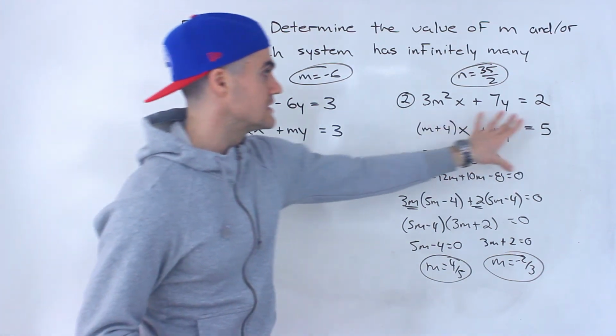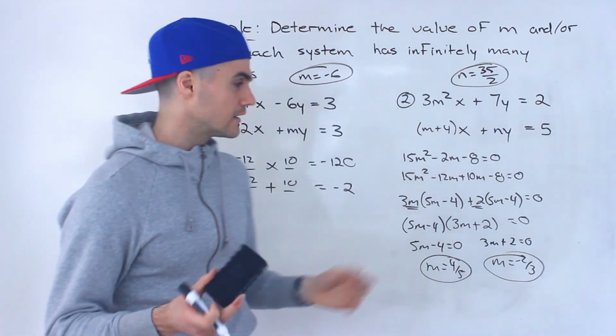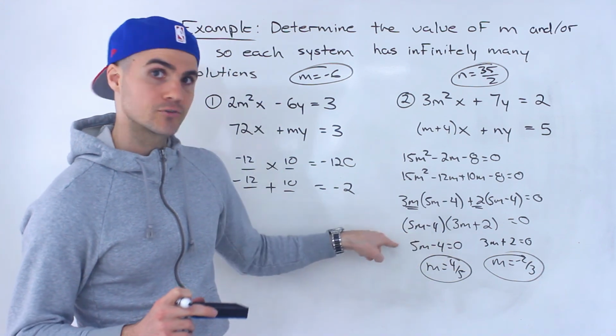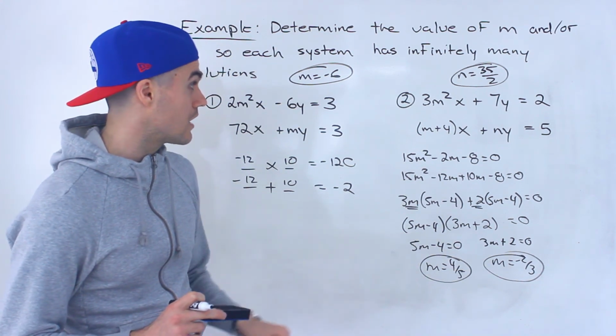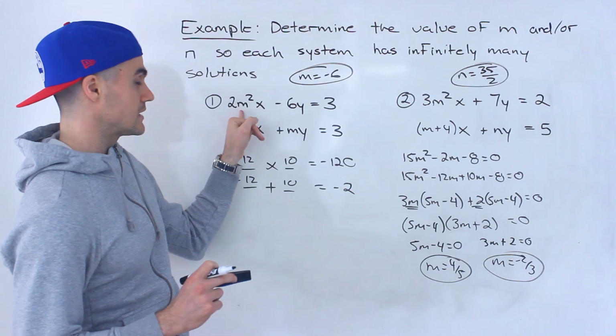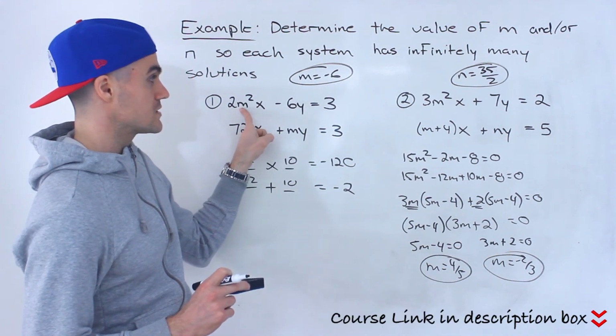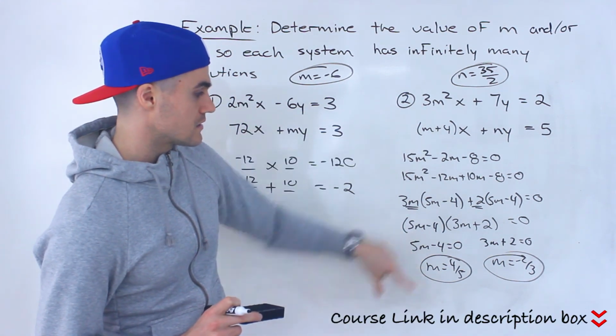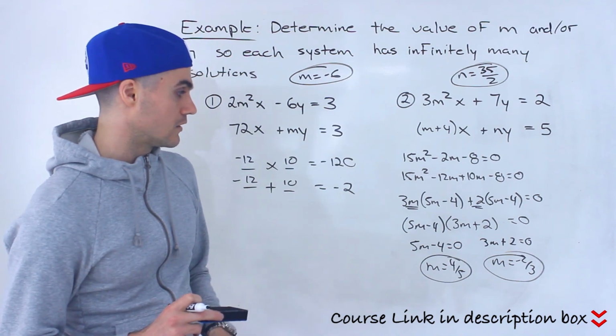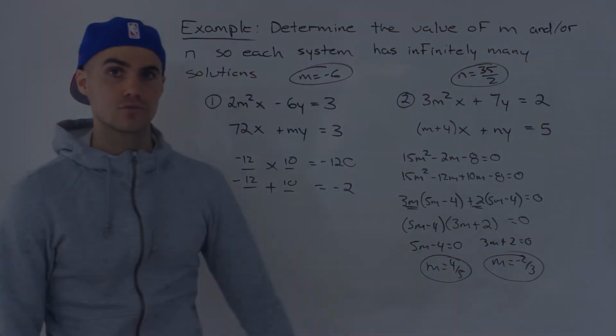So be on the lookout for these kinds too. They can get a little bit more tricky, and sometimes you can get multiple solutions for these constants, especially if you see m squared. In the first case, there was only one solution, but in this case, there were two solutions for m, 4 over 5 and negative 2 over 3.